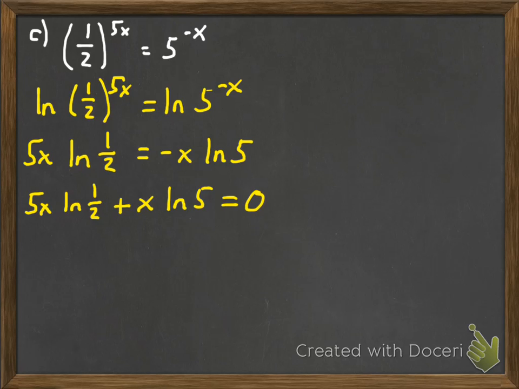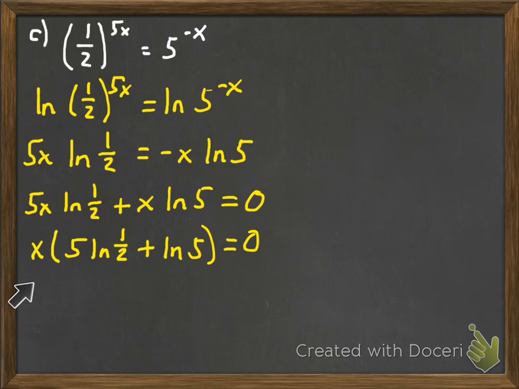Good so far? Okay, now we're going to factor out x. And then all we have left to do is to divide both sides by whatever we're multiplying x by, this whole 5 ln 1/2 plus ln 5. Now this works out pretty nicely for us. If we divide 0 by that quantity, it's just going to give us 0, isn't it? So for that big old long equation that we had, turns out x is equal to 0.